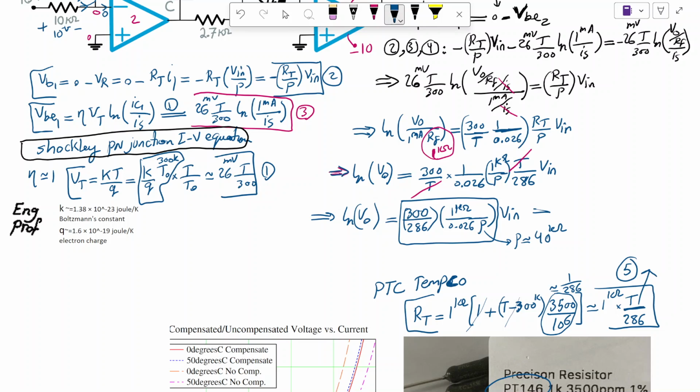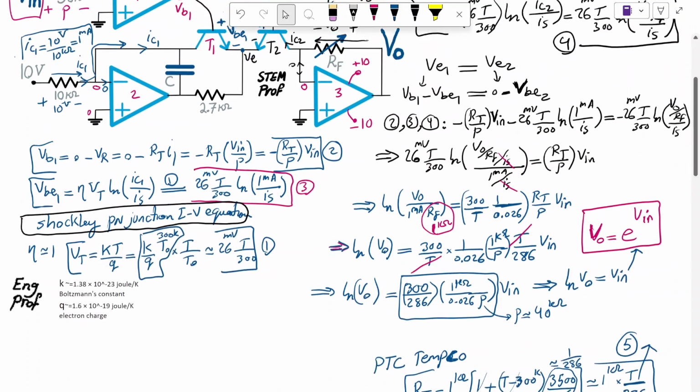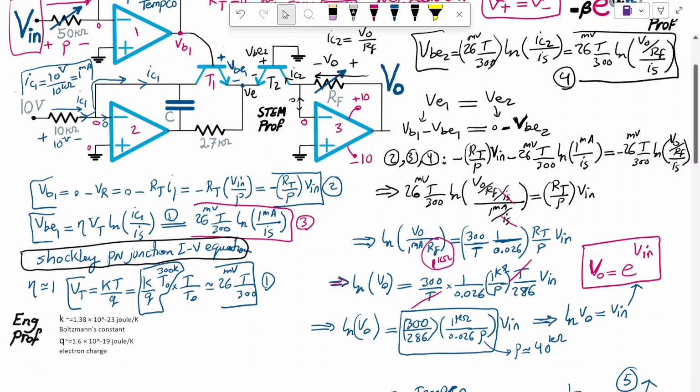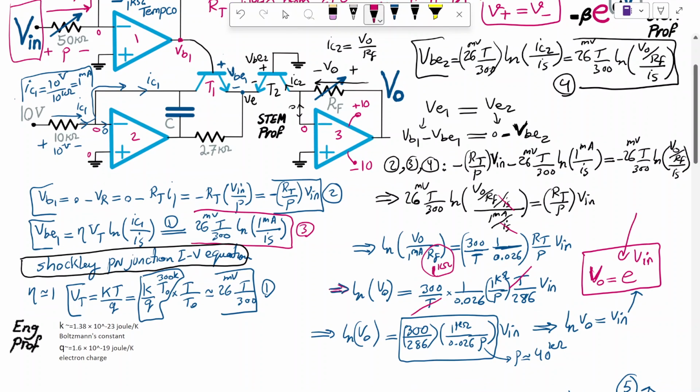So if we do that, then the equation becomes log of Vout is equal to Vn, which translates to Vout is equal to e to the power Vn. So we proved it. We proved that in this interesting circuit, the output voltage is just the antilog of the input voltage, or basically Vout is e to the power Vin.